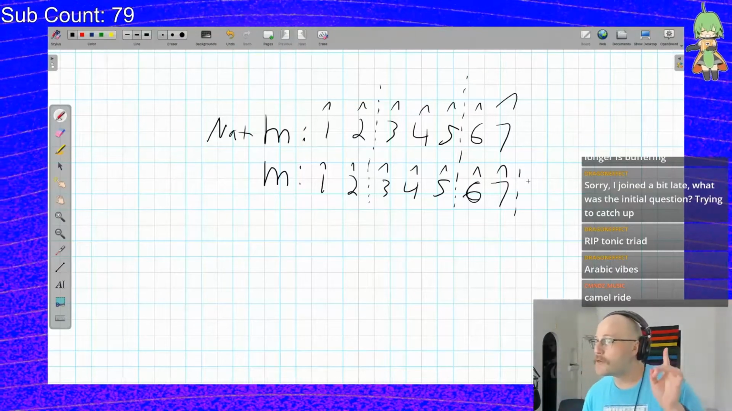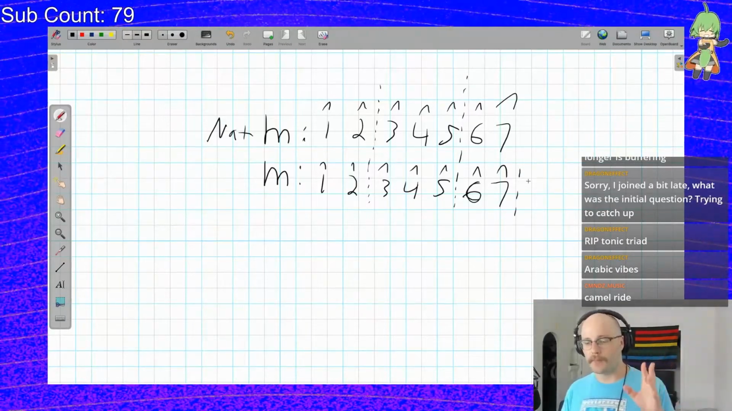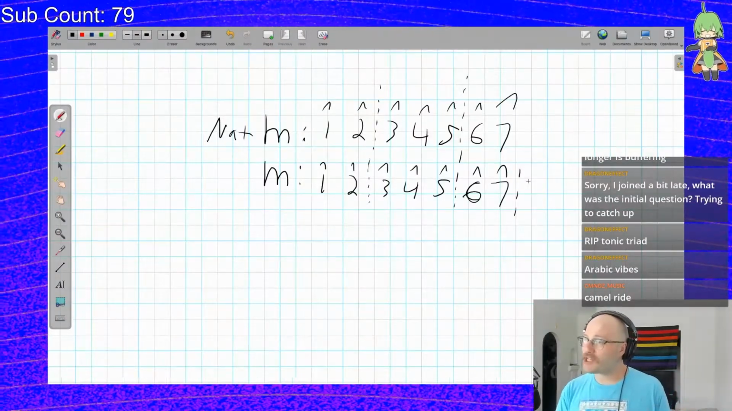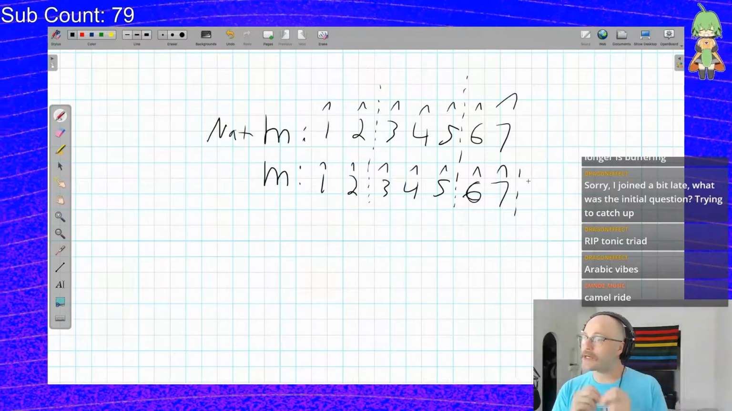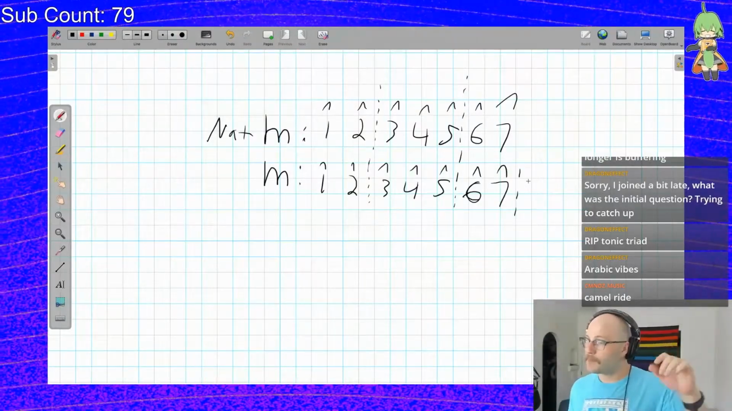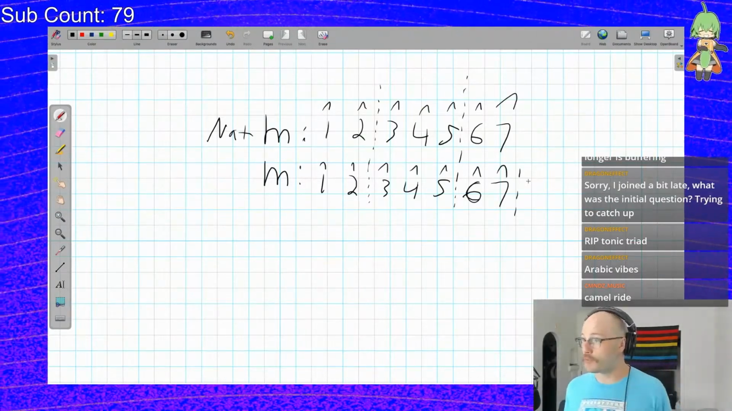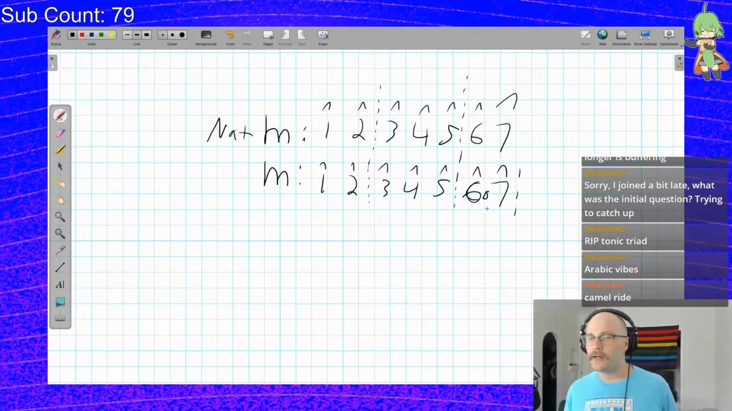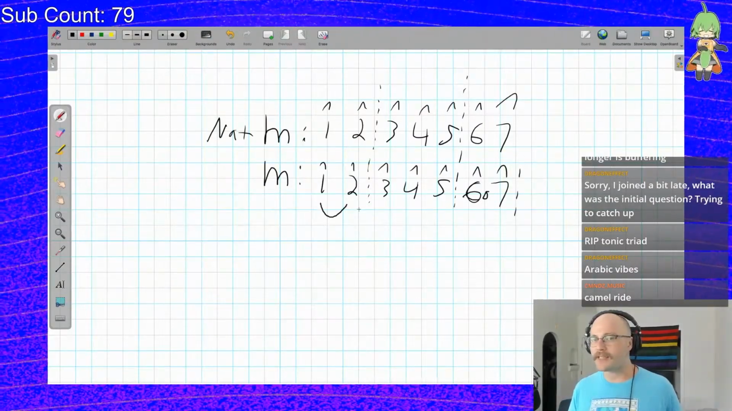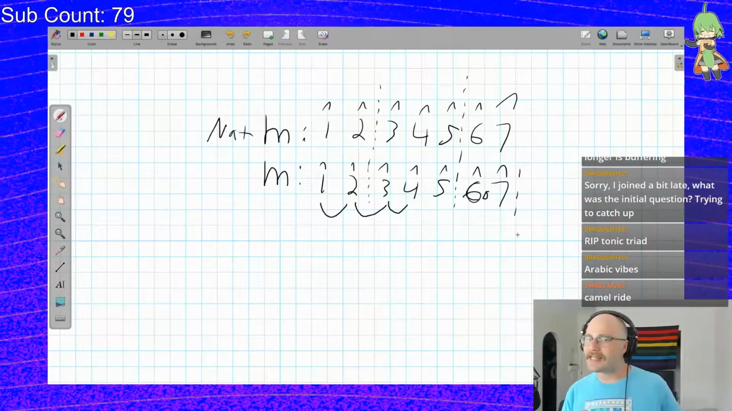Well, if you remember back to last week when we were talking about intervals in the harmony part of this series, you can augment or diminish any major or minor interval, or any perfect interval. A major interval can be augmented, a minor interval can be diminished, and a perfect interval can do both. What we have here is the augmented second. Each step is a second. 1 to 2 is a second. 2 to 3 is a second. 3 to 4, 4 to 5, 5 to 6, 6 to 7, and 7 to 1. These are all the distance of a second.